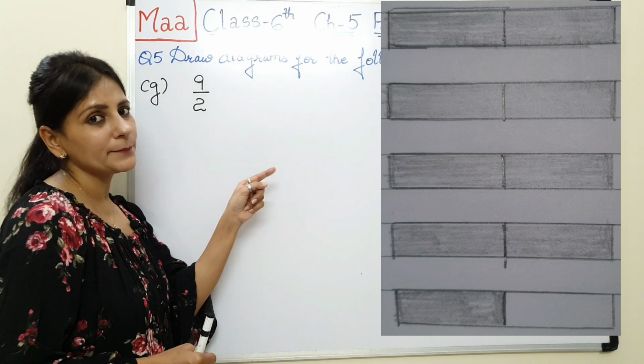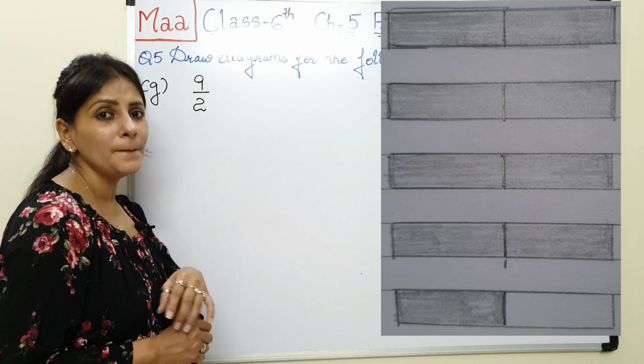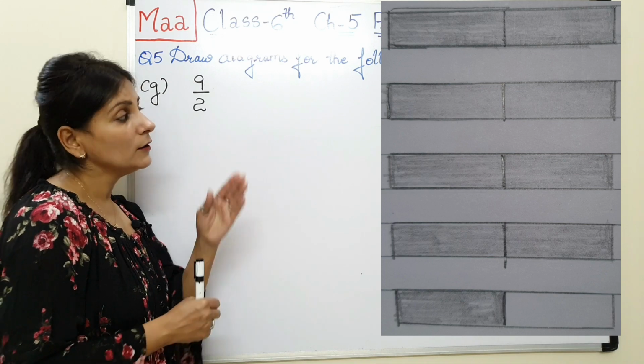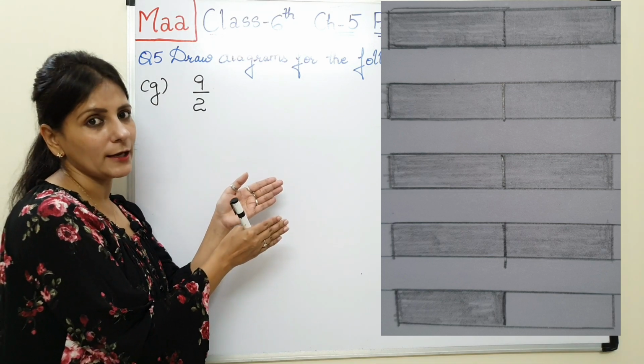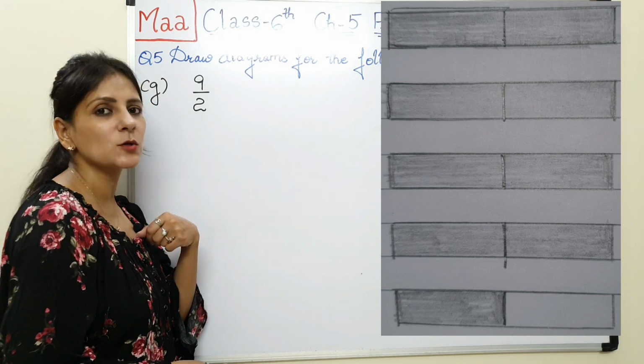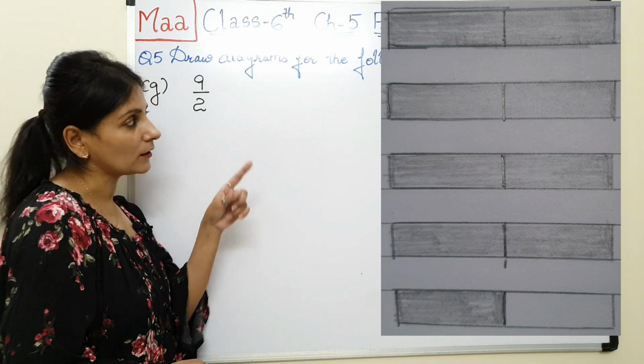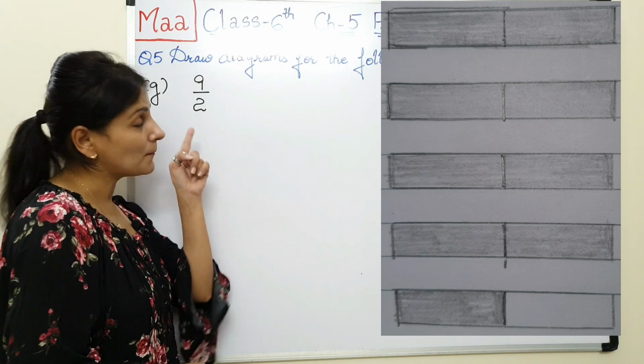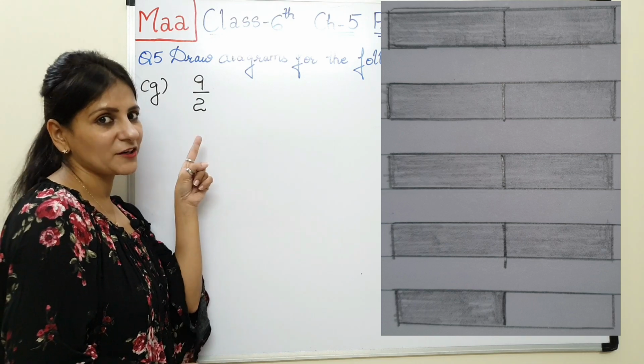So यहाँ पे मेरे पास 8 parts आ गए, but question में पूछे गए हैं 9 parts to shade. So हम क्या करेंगे, जो 5th rectangle है उसमें 2 parts हैं, 2 में से हम 1 part को shade करेंगे क्योंकि 8 parts को हम already shade कर चुके हैं. So like this we will draw the diagram of this particular fraction.